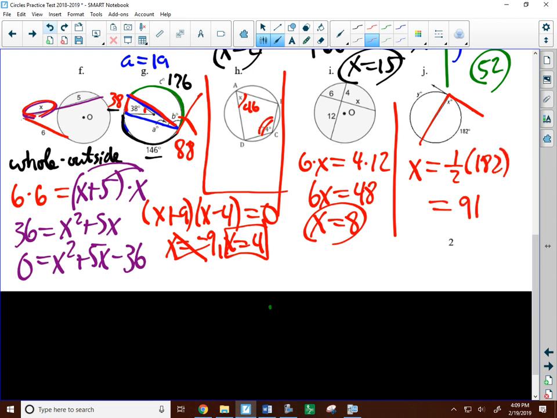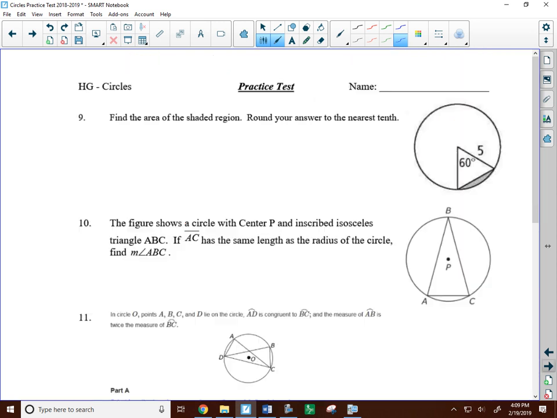You can see it was close to being a center diameter, because if it was a center, being a tangent, x would have been 90. It's 91. Subtract 182 from 360 to get y, because it's the rest of the circle. We get 178. All right, let's move on to page 3.